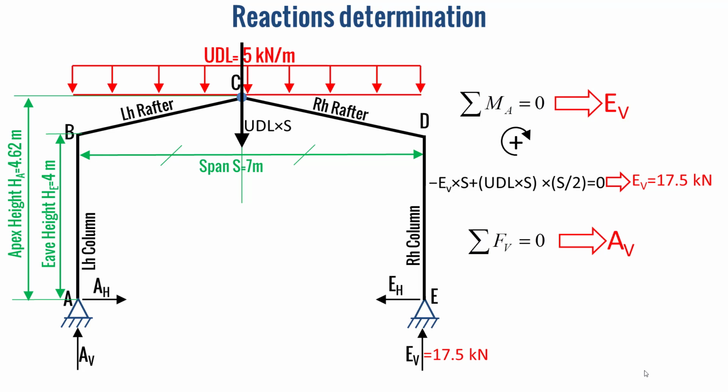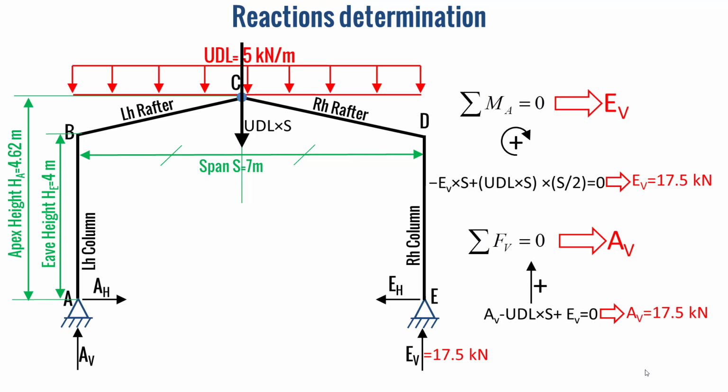And now we will also apply the equilibrium equation of vertical forces in order to obtain the vertical reaction at the point A, AV. Let's consider the positive direction of forces as the upward direction. The application of the equilibrium equation will permit us to obtain AV equal also to 17.5 kilonewton.